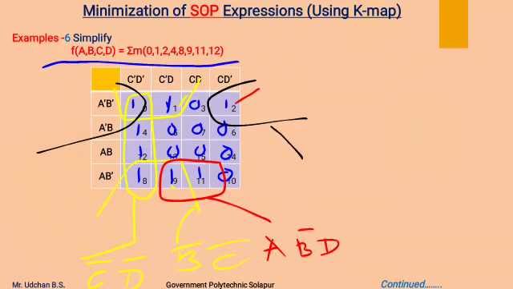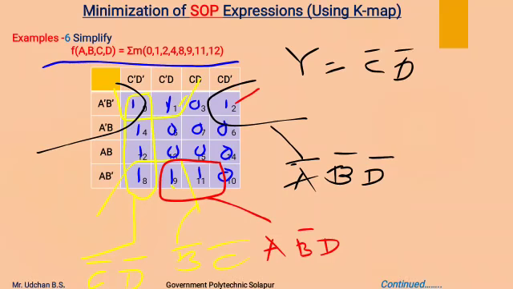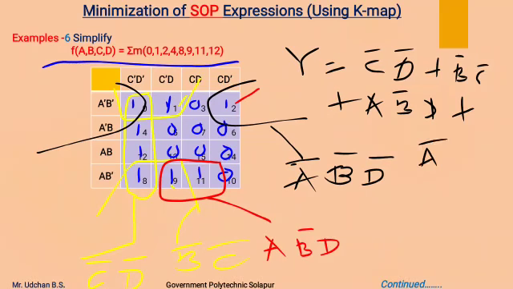So for this we will get the term as A bar B bar D bar. So the end equation will be y is equal to C bar D bar plus B bar C bar plus A B bar D plus A bar B bar D bar.